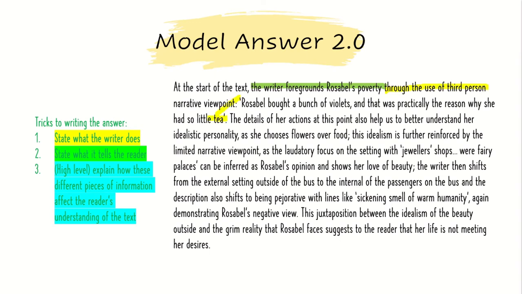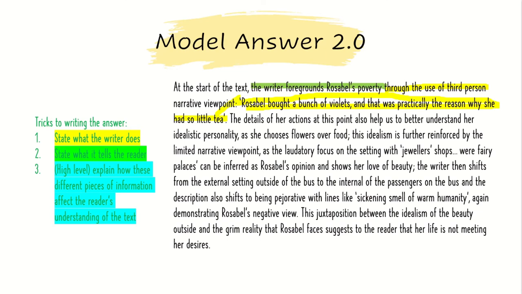You'll notice I then provided evidence. So the evidence, obviously in a language question, I would then be looking to analyze that evidence. For a question 3, I'm just looking to exemplify the point I'm making. So I say they foreground Rosabelle's poverty, I need a quote that shows her poverty. I say it through the use of third person narrative viewpoint, that quote also needs to be third person narrative viewpoint.